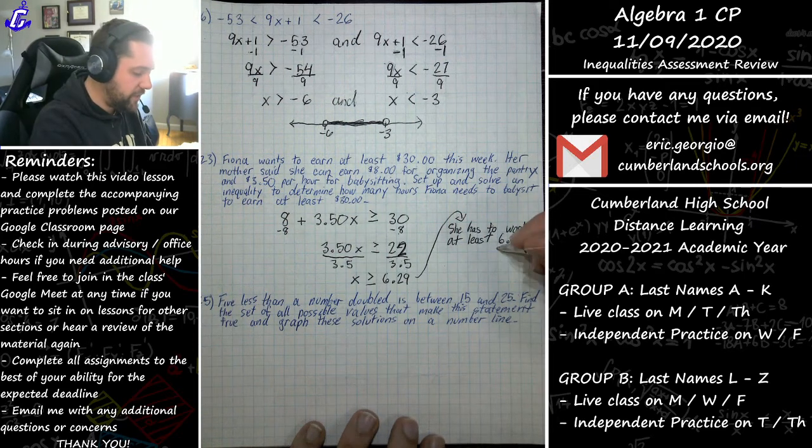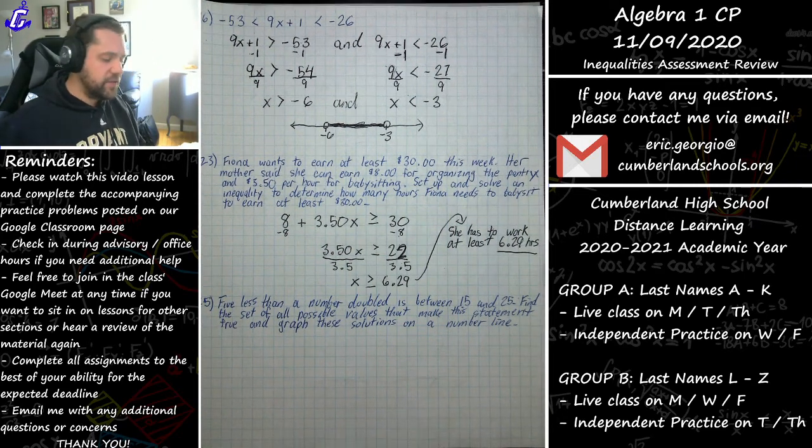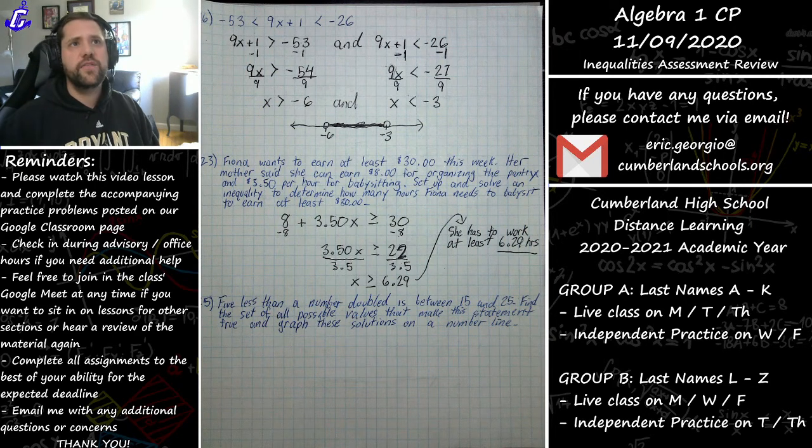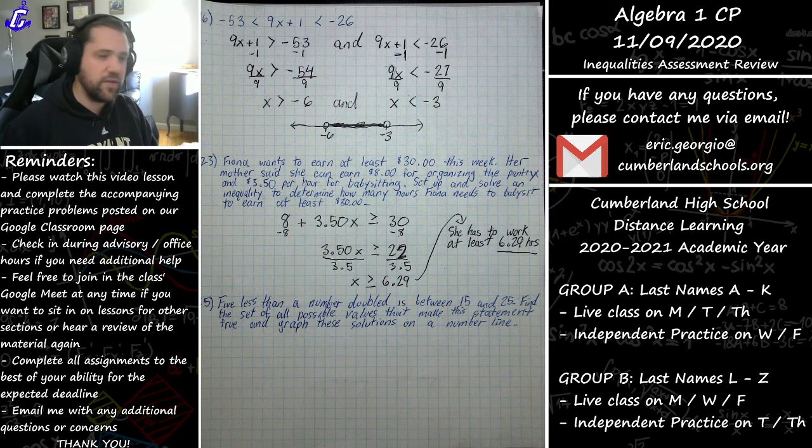But hey, you know what? I'm having a little change of heart on that. We could stop and just say she has to work 6.29 hours. That would be like what? 6.25 hours would be 6 hours and 15 minutes. So maybe like 6 hours and 17 minutes or so.